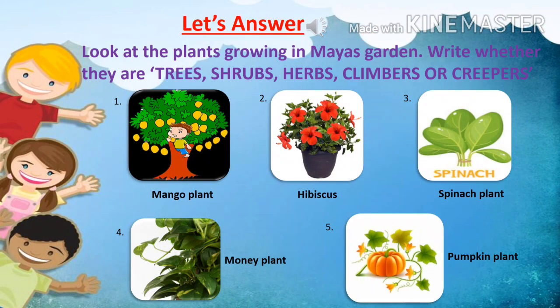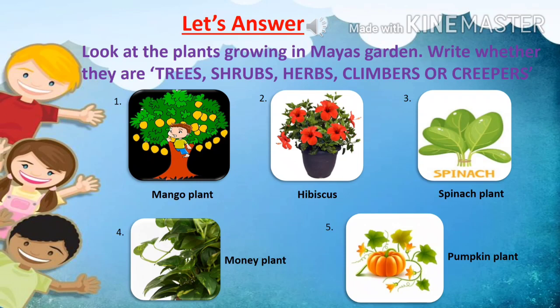Dear kids, let us do some exercise. Look at the plants growing in Maya's garden. Write whether they are trees, shrubs, herbs, climbers or creepers. First one, mango plant. Is it a tree or shrub?